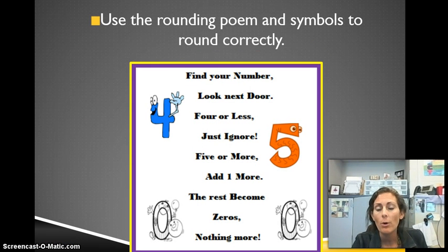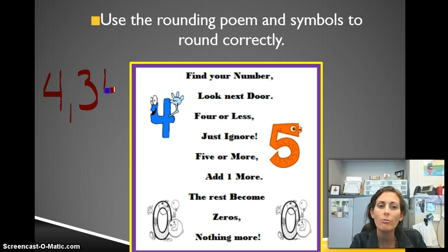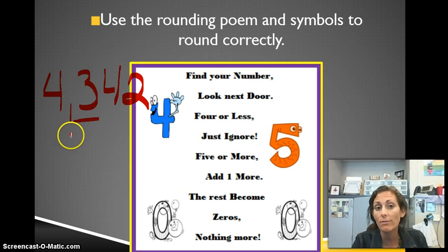This is the rounding poem that one of your teachers may use, but all of us probably have a different poem that we use in our own classroom. This one says, find your number. So if we had a number like 4,342, and by find your number, it may say to round your number to the nearest hundreds place. So to find your number, I always have my kids underline the digit that they're rounding.